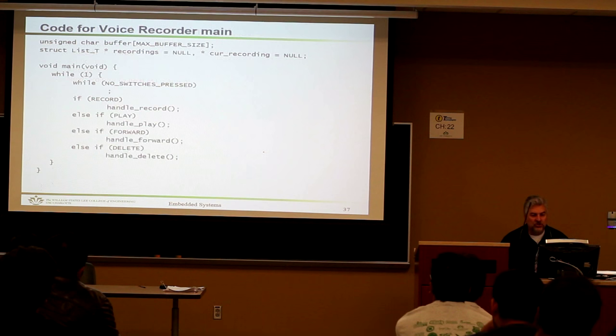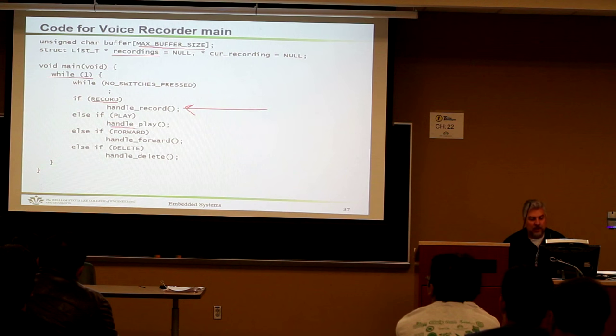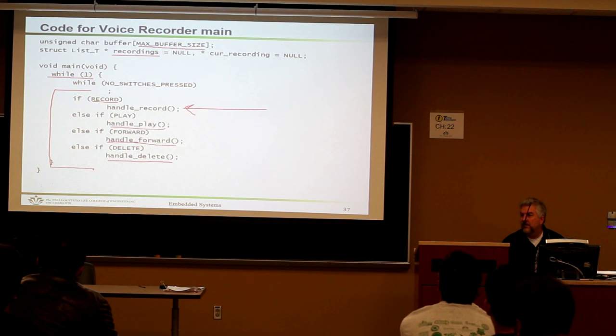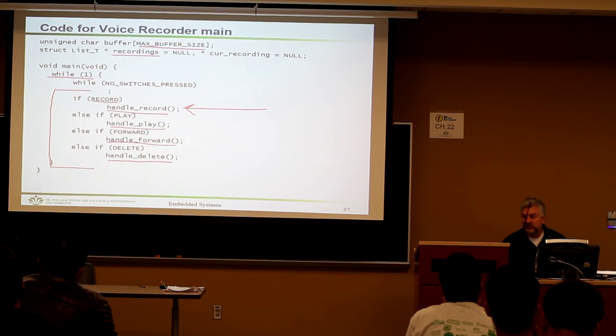So if we look at our general execution here, if record, meaning if we're pressing the record button, then we're going to run some function that's going to handle the record, right? Or if you press the play button, then it will take care of play. If you press the forward button, it'll take care of forward. If you press delete, it'll take care of delete, all right? So what's the nice thing about this whole main program? It's very readable, relatively short. All the functionality is done in 1, 2, 3, 4 subroutines or functions.